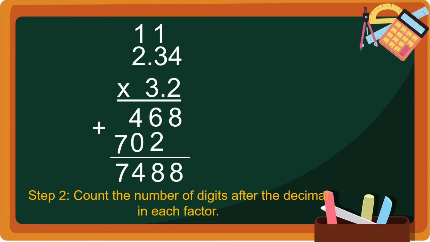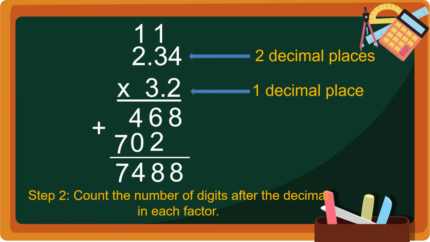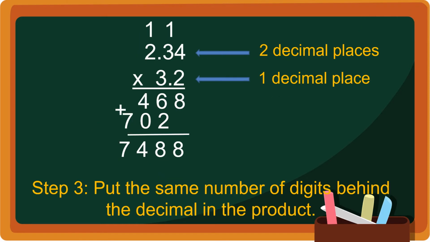Then we have step 2. Count the number of digits after the decimal in each factor. So we have 2 decimal places in the multiplicand. Then 1 decimal place in the multiplier. Then we have step 3. Put the same number of digits behind the decimal in the product. Therefore, you have 3 decimal places. Therefore, the answer is 7 and 488 thousandths.